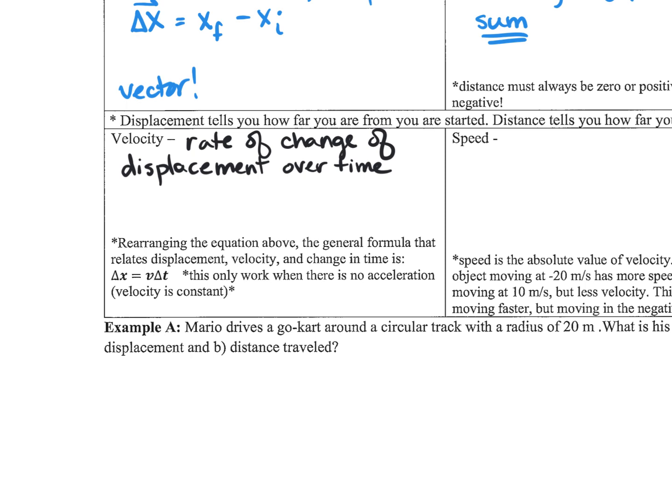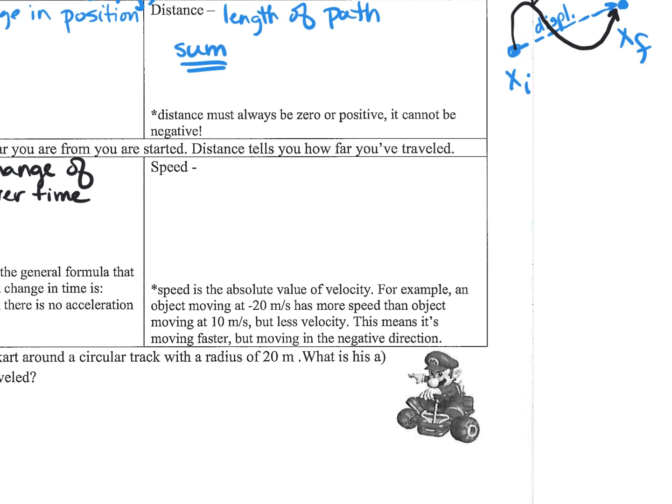In other words, v, velocity, is equal to the change in x, that would be my displacement, over the change in time. Change in position over change in time. It is a vector. Okay? Now, speed, however, is different.